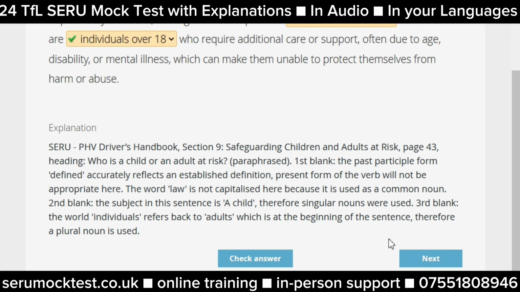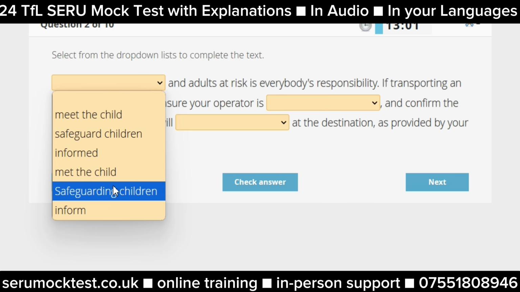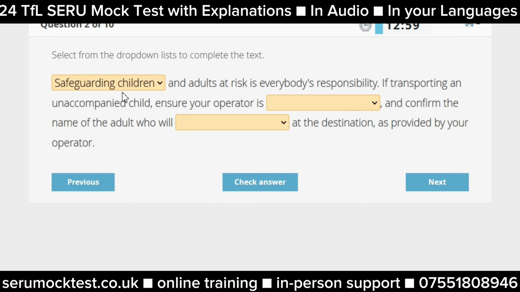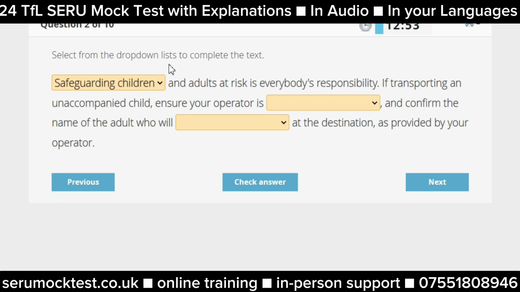So again, the explanation is there for you for each blank. Again, beginning of the sentence, so there's only one: safeguarding children. There is no mistake in this. Safeguarding children and adults at risk is everybody's responsibility.